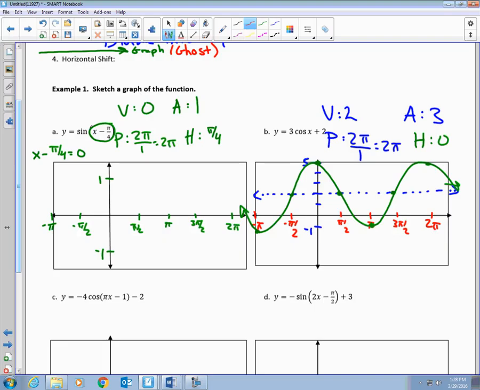So where does sine start? Max, min, or middle? Middle. And will it start by going up or by going down? It's going to go up, down. And I just dot it because it's not the real graph. I'm just going to use it to make the real graph. I'm now going to apply my horizontal shift.